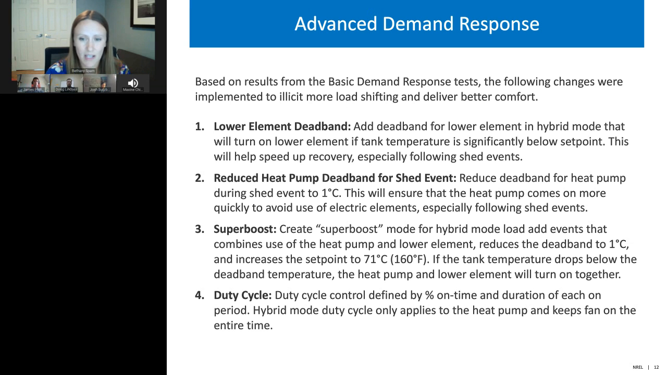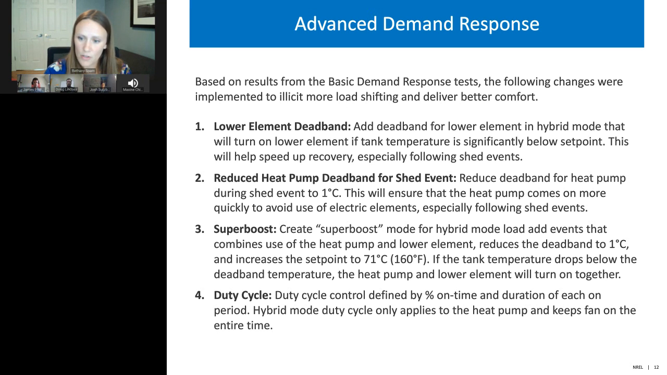So this is kind of the same idea. We're trying to avoid getting the tank too cold, but we're also trying to avoid using that element. So if the heat pump can come on a little bit faster during a shed event, especially since we've lowered that set point for that shed event, that might help the water heater make it through and provide hot water without having to use the element.